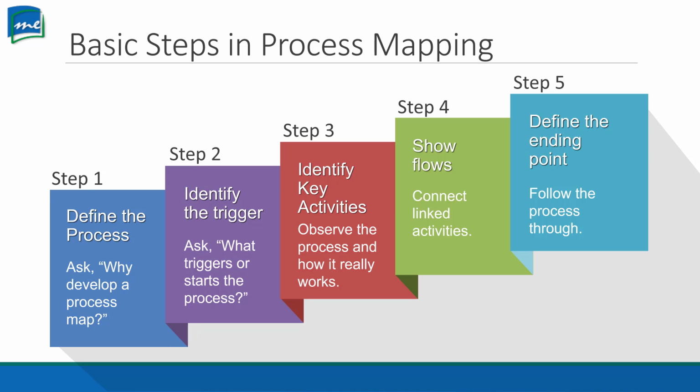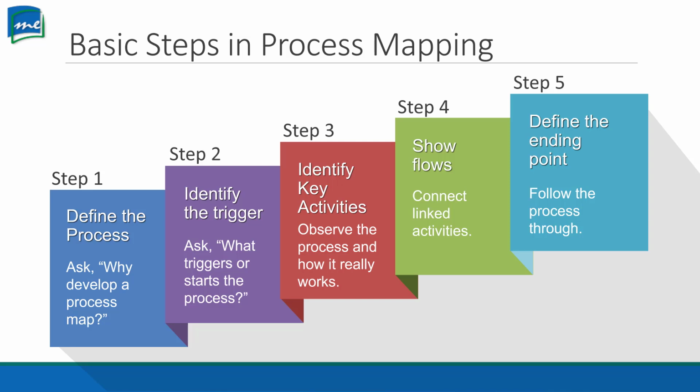Step 3, identify the key activities. So you want to observe the process and how it really works. Don't try to sit behind a desk and try to write down the process. Actually go see the process in action, because you'll see things that people may forget that they do because they do it so often. If you go and see it, you're going to see things that the people won't necessarily realize. And if you're sitting behind a desk trying to think about it in your head, you're going to miss things. So go observe.